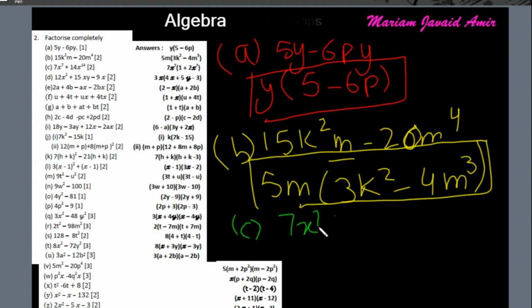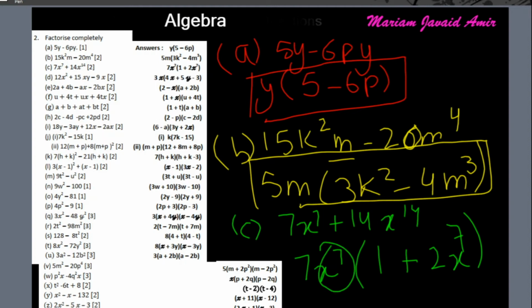Part C, 7x power 7 plus 14x power 14. So 7 is common in both of these, and so is x power 7. So we're left with 1, since we've taken everything outside of the brackets, we're left with 1 plus 14 divided by 7 is 2, and x power 7, because when we multiply x power 7 times x power 7 we get x power 14.